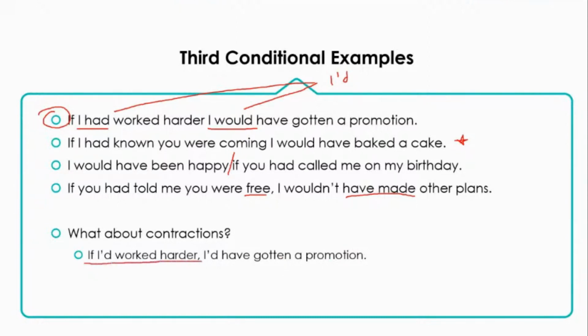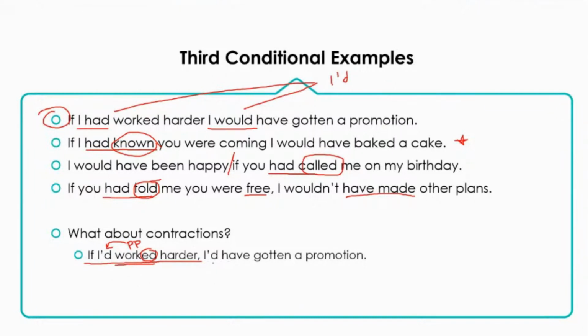Let's take a look at this first part. If I'd worked harder. So what sounds more correct? If I had worked harder or if I would worked harder? It would be if I had, right? When we have an ed, this is a past participle, then it must be had. If I had worked, if I had known, if you had told me. And here we see our past participles, right? Same, had called, had known. So if the next word is a past participle, we know it means have or had.